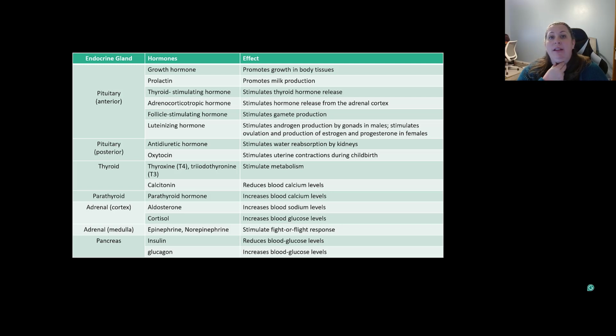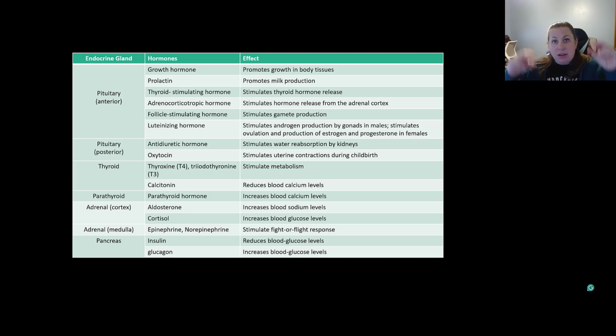We then have the thyroid gland, which is a butterfly gland here in your throat. These guys produce T3 and T4 as well as calcitonin. There are little tiny glands on the back of the thyroid called parathyroid. There are 4 of them on the back side. These guys are going to be the parathyroid hormones, and they are going to help with blood calcium levels.